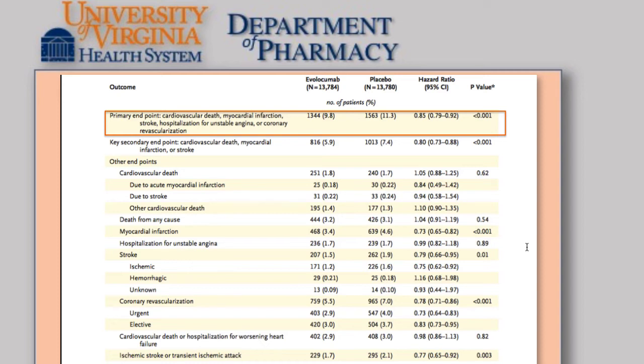And when you look at the components of the primary endpoint, you see that everything was pretty statistically significant with the exception of cardiovascular death. So this trial really proved that continuing to lower LDL in these patients who have that residual cholesterol risk, so LDL greater than or equal to 70, does result in a decrease in cardiovascular events.